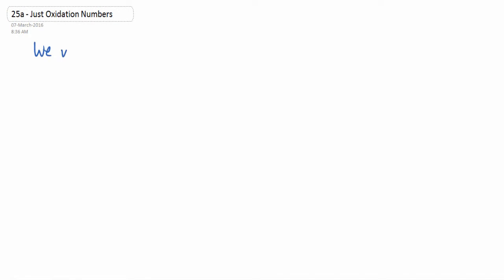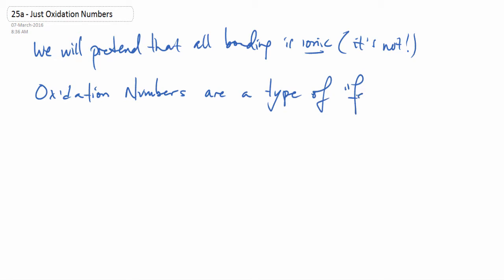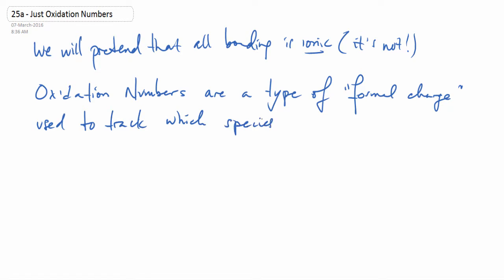videos on oxidation numbers. So when we're talking about oxidation numbers, we have to pretend that all bonding is ionic. All bonding is not ionic, of course, but we have to pretend that it is. So oxidation numbers are a type of formal charge that we use to track which species gain and lose electrons over the course of a reaction.